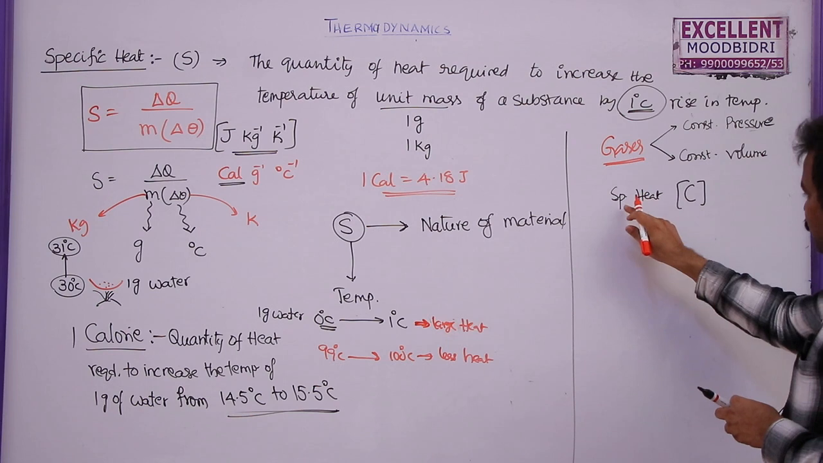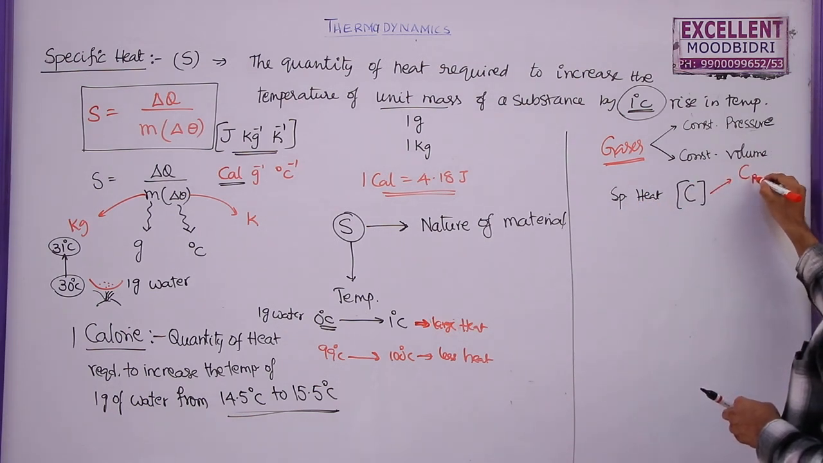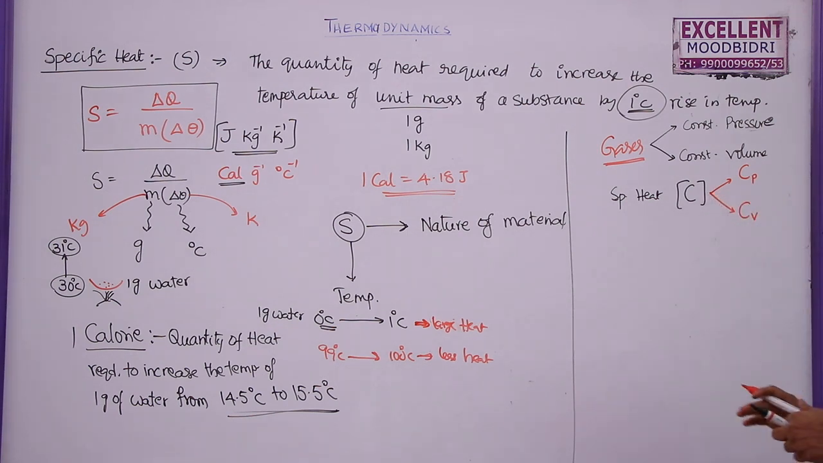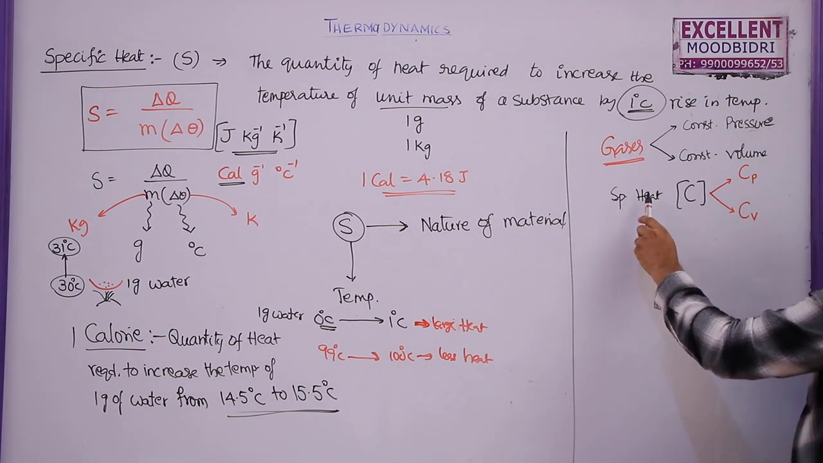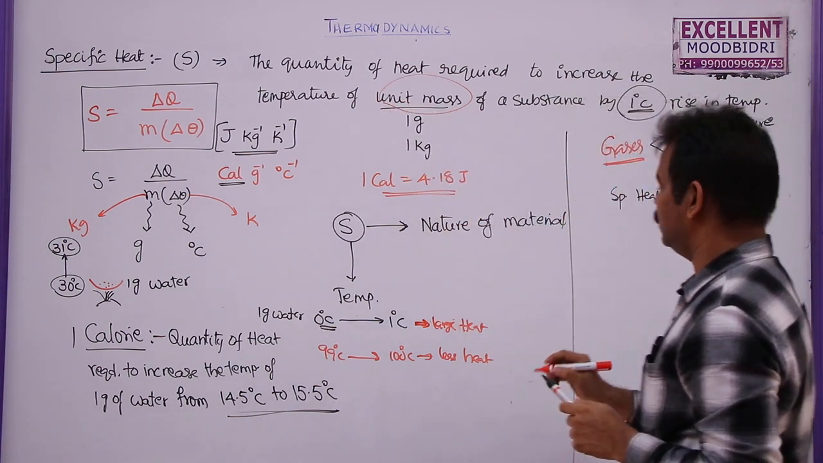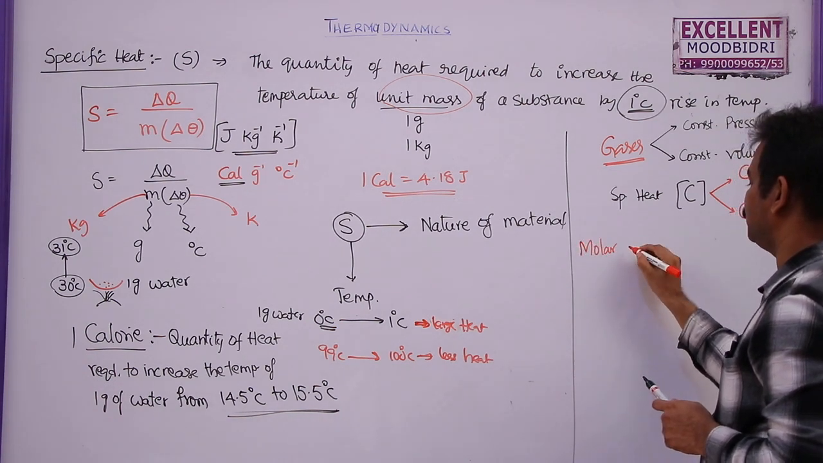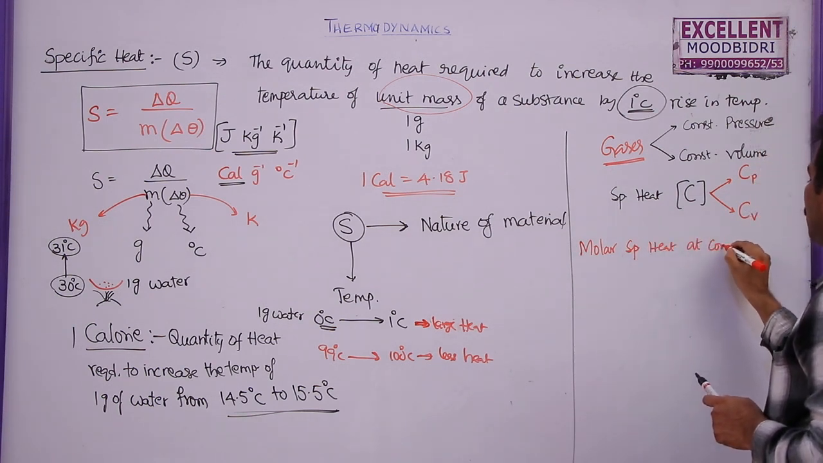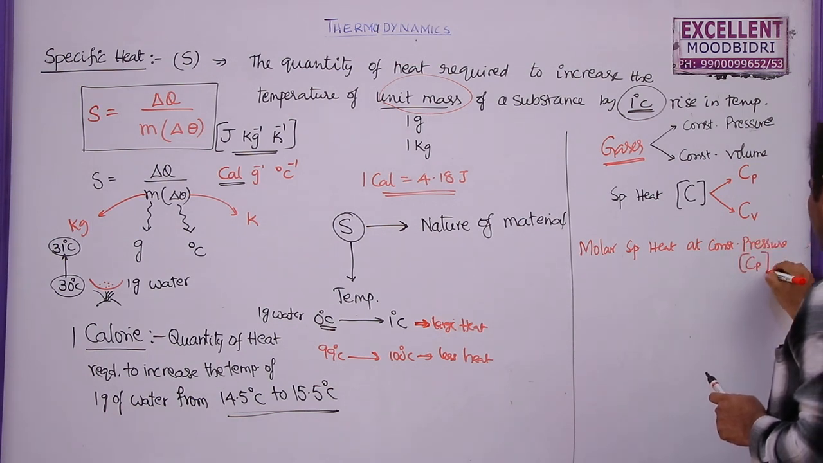So specific heat can also be defined in two different ways. One is the specific heat at constant pressure, the other one is the specific heat at constant volume. Already I told you the definition of specific heat in case of gases is defined in terms of moles but not in terms of masses. So the first one, molar specific heat of gas at constant pressure, which is given as Cp.